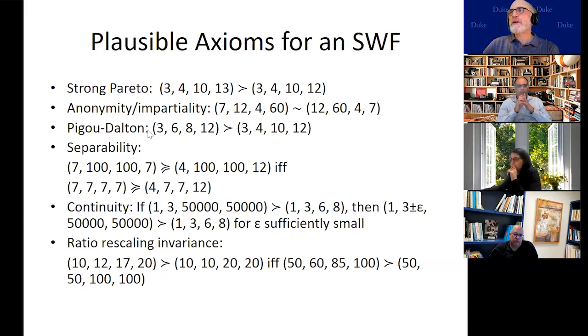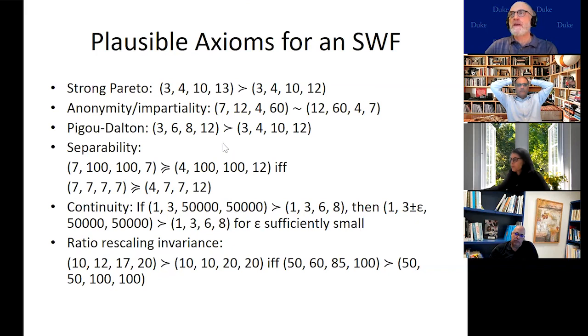Pigou-Dalton is the critical axiom that distinguishes between utilitarianism and prioritarianism. One of the messages here is that there's often an assumption that if you're a welfarist, you have to be utilitarian, and utilitarianism has various sorts of issues with it. My point in the book, building upon a lot of work by others, is that that's not true. You can be a welfarist, but you can care about equity in the space of well-being. And one way to do that is to be a prioritarian. So Pigou-Dalton is a way to capture concern for equity in the space of well-being.